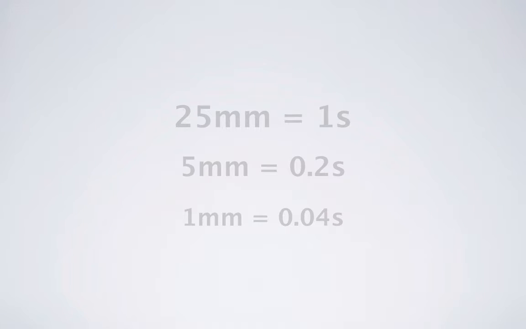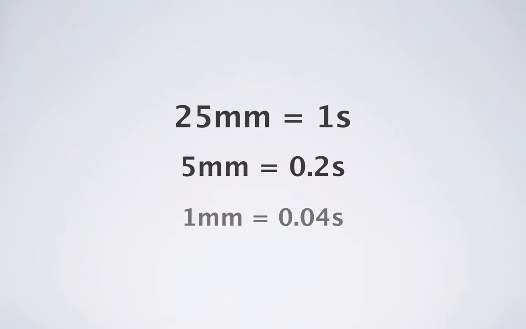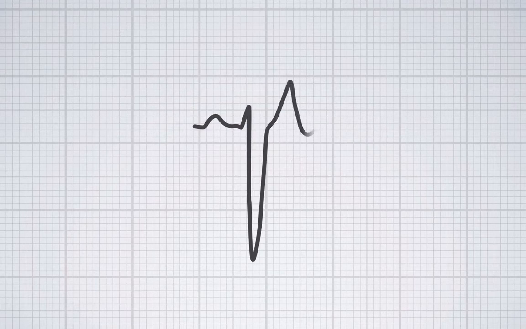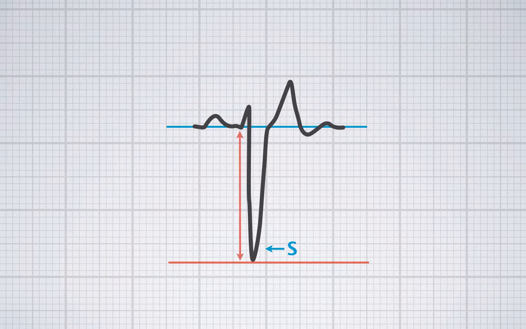So here's what you have to remember. 25 millimeters correspond to 1 second, 5 millimeters correspond to 0.2 seconds, and 1 millimeter corresponds to 0.04 seconds. When you start to measure, you always have to start at the isoelectric line, which is here. So when you measure amplitudes or millivolts, you'll always start at the point on the ECG where the curve leaves the isoelectric line. So when we want to measure the amplitude of this S wave, we measure from here to here.